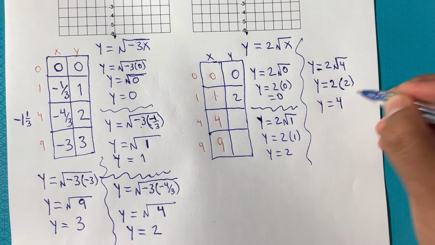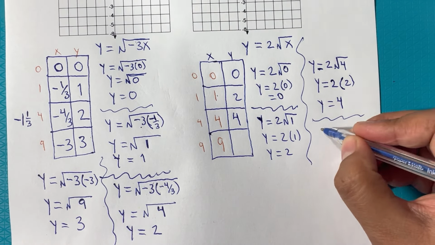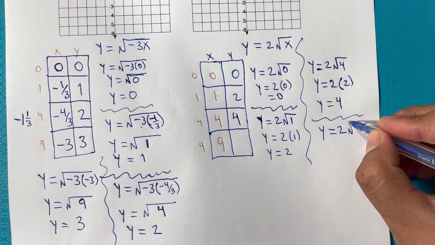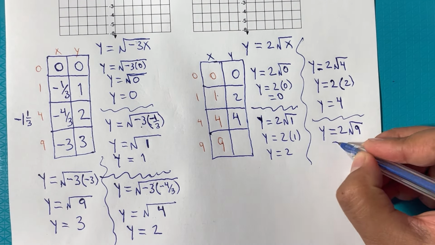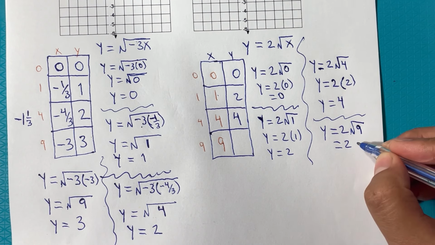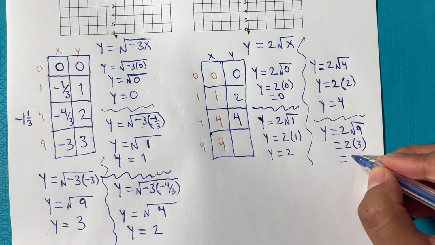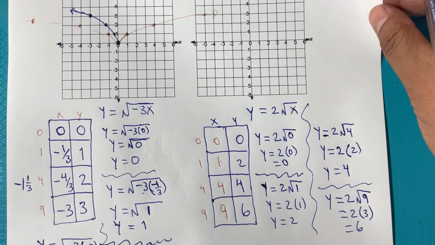And 2 times 2 is 4. And the last one, y is equal to 2 times the square root of the value of x, which is 9. The square root of 9 is 3, and 2 times 3 is 6. And now we're ready to graph those.